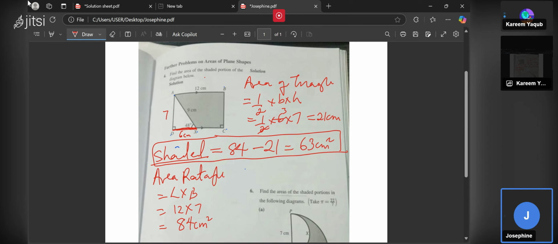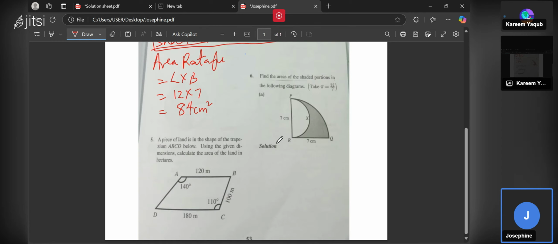Okay, let's look at the other one. Question 5, right? A piece of land is in the shape of the trapezium ABCD. Using the given dimension, calculate the area of the land. They have already told you what you are going to use. They have mentioned the shape, that is trapezium. So what you need to do is to recollect what is the area of a trapezium.